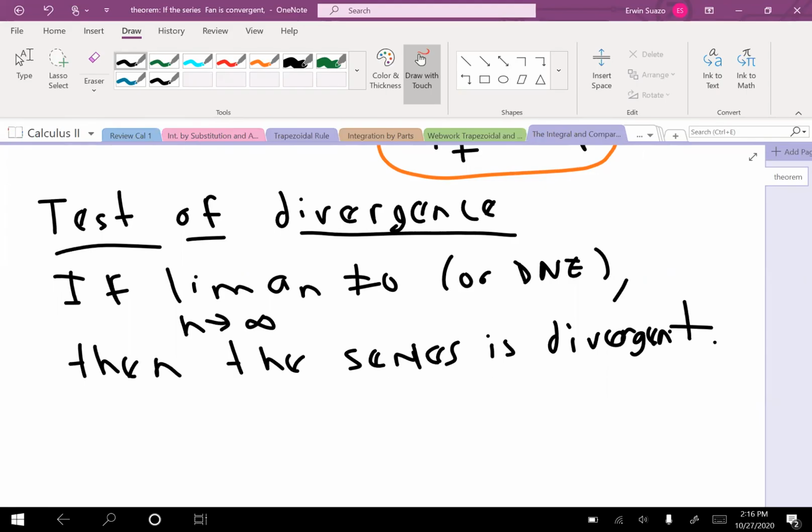I'm going to give you a lot of series, so you need to decide if they are convergent or divergent. This is the first test that you probably should do, to see if it's divergent, so you don't waste time. So let me give you some examples.